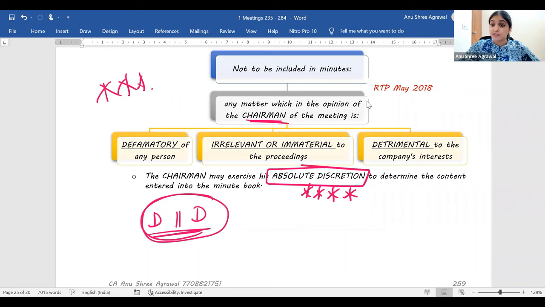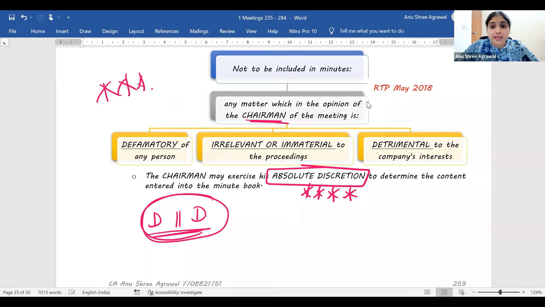He has what kind of discretion? Absolute discretion. We said minutes contain fair and correct summary of the proceedings of the meeting. These minutes contain a written record of what has happened in the meeting. They are an evidence of what has happened in the meeting. It has to be prepared within 30 days.